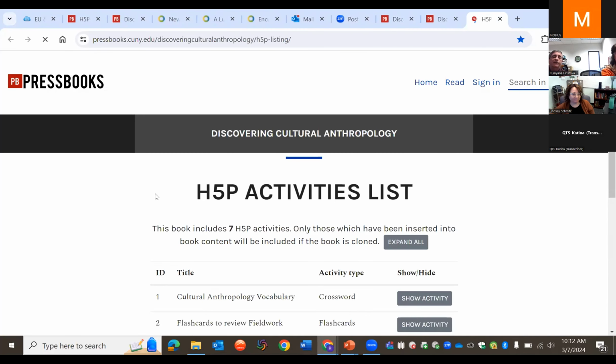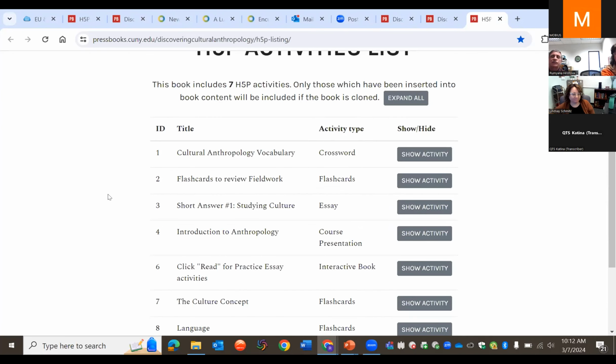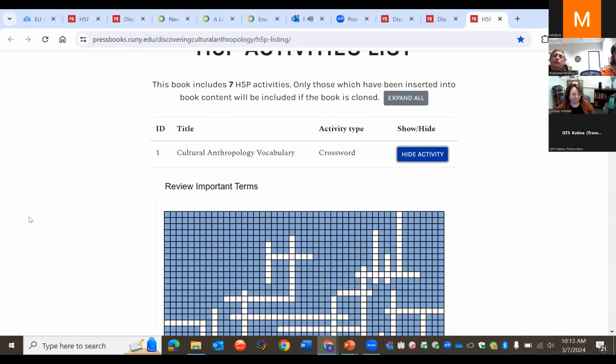And then I discovered that the book also offered interactive features. It has flashcards to review fieldwork. You can do a crossword puzzle. There are different interactive activities that go along with the book.